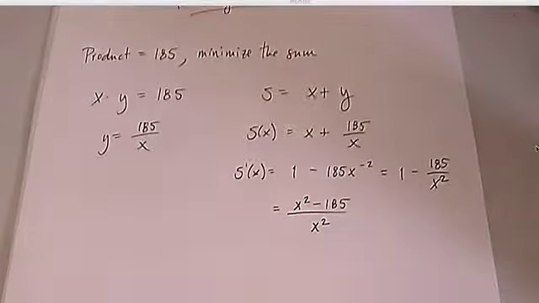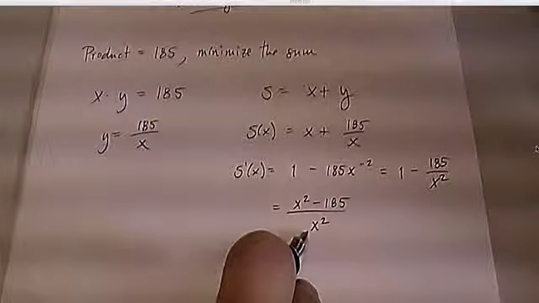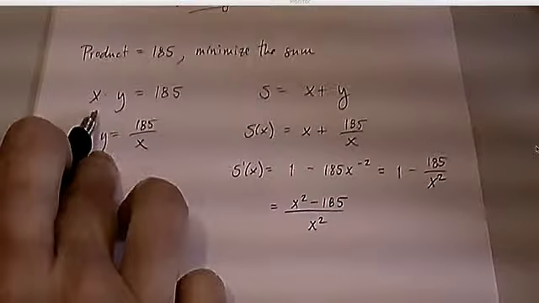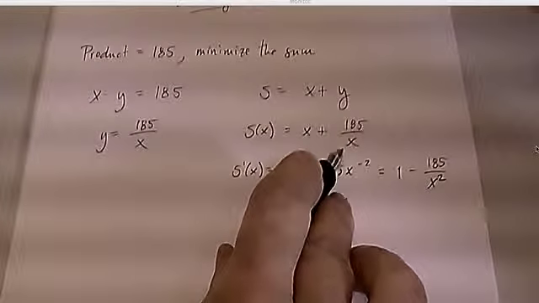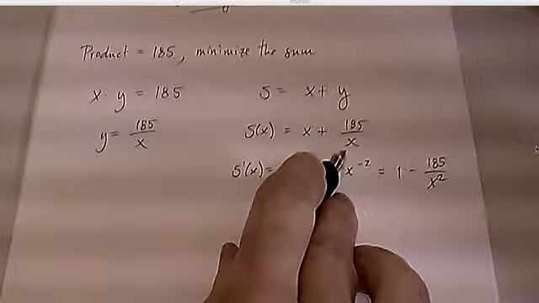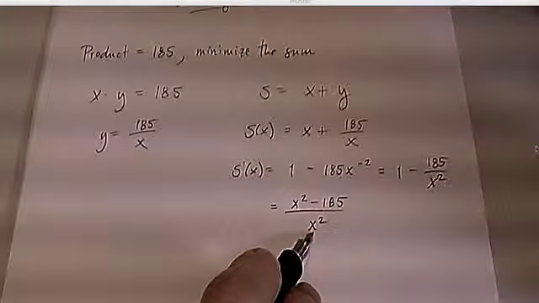And of course, if I'm looking for critical values, and this is my first derivative, I need to look for where the derivative is either a, 0, or b, undefined. Well, let's talk about undefined first. Undefined is only going to be where x is equal to 0. Well, that doesn't really make any sense, because if x is 0, the product is not 185. On top of the fact that 0 is not in the original domain because it's in the denominator here, okay? So that critical value is kind of a false one, okay?